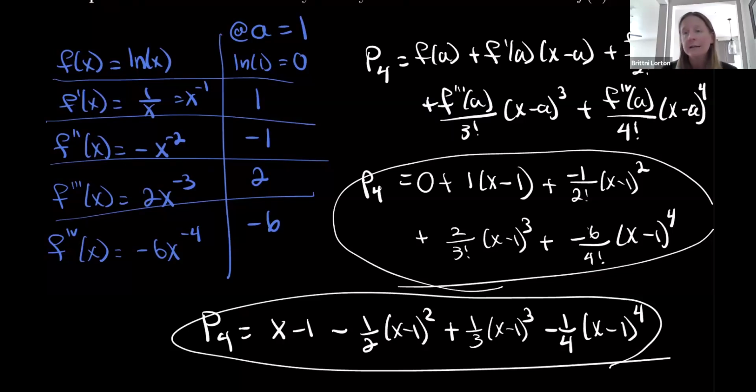This is centered at 1. Taylor polynomial for the function ln of x. Ta-da! So if I wanted to know, let's say, what ln of 1.3 is, plug 1.3 into here. That's a pretty good estimate. That's how your calculator's doing it. It's probably doing more than just 4.